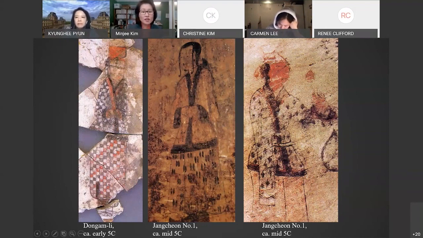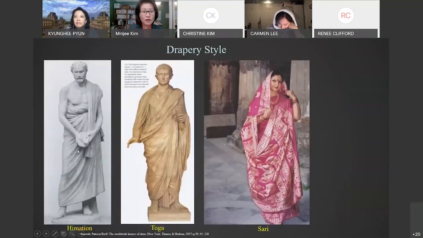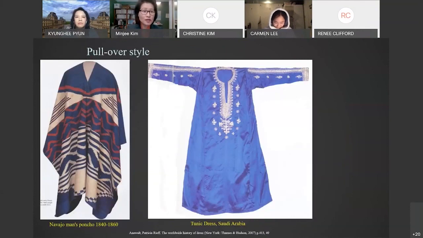And if you consider this style, these are two-piece type styles. This type of Goguryeo clothing is not like the Egyptian loincloth, a piece of cloth wrapped around the hip, and not like the Indian sari or Roman toga or Greek himation. These clothing styles also employ a big piece of fabric wrapped around the body. So these are different from the Goguryeo dress style, and this one shows a pullover style tunic. So these are also different from Goguryeo style.